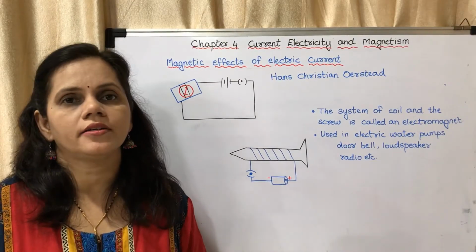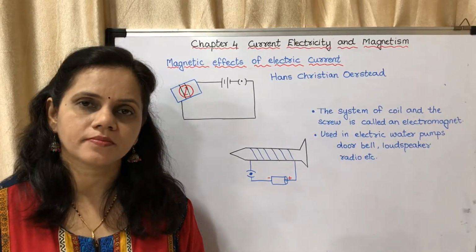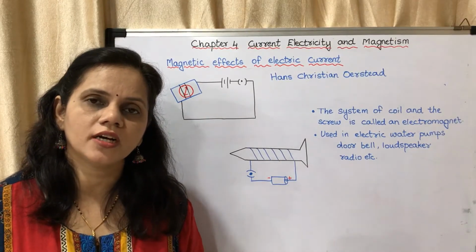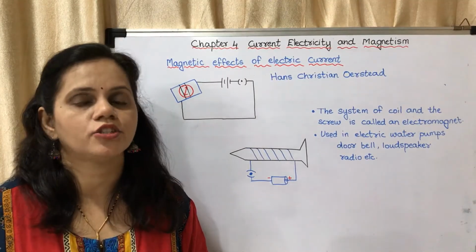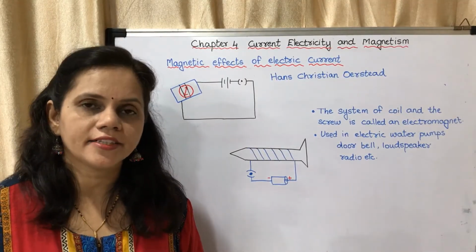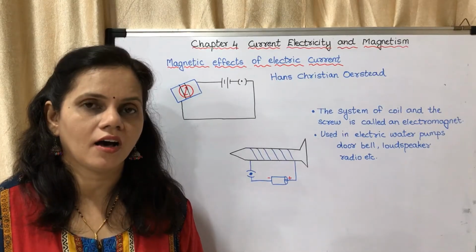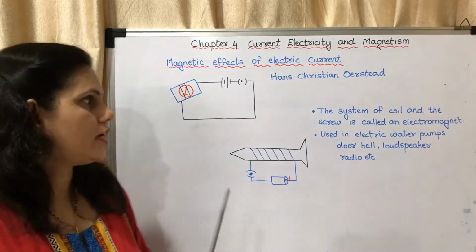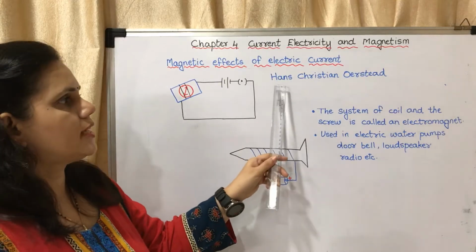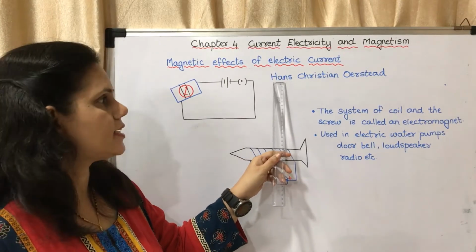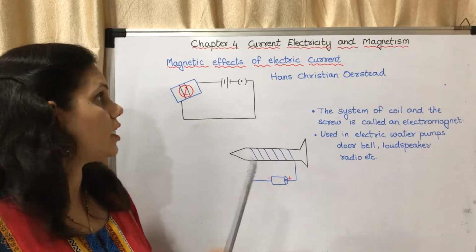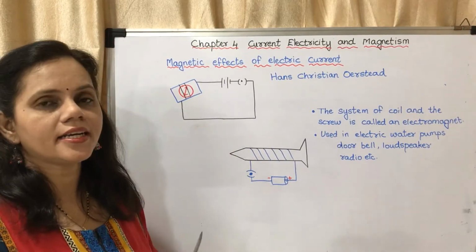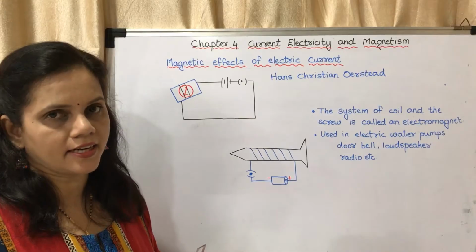Through which part is the electrons flowing? The electrons are flowing through the wire. You should understand that the electrons in the wire are flowing. Okay, now here, this was the experiment done by this scientist Hans Christian Ørsted. He was the scientist who first found out that there is a magnetic effect for electric current.